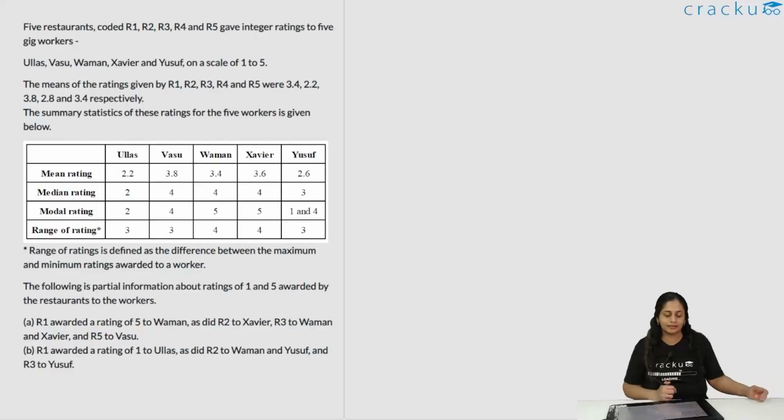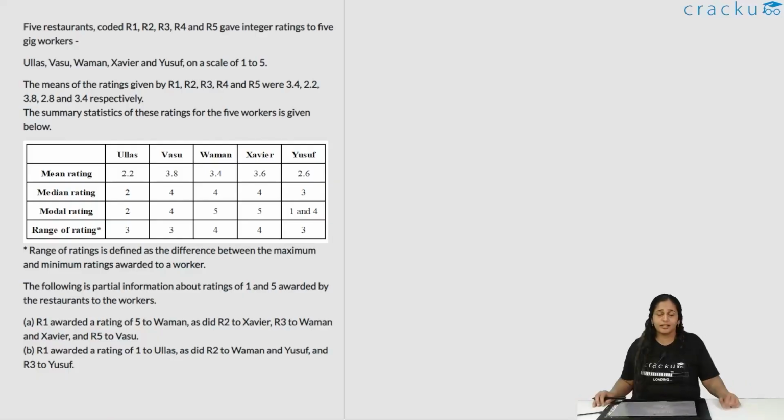Now let's take a look at the set. 5 restaurants coded R1, R2, R3, R4 and R5 give integer ratings to 5 gig workers, Ullas, Vasu, Vaman, Xavier, Yusuf, so U, V, W, X, Y, on a scale of 1 to 5. The means of ratings given by R1, R2, R3, R4 and R5 were 3.4, 2.2, 3.8, 2.8 and 3.4 respectively. The summary statistics of these ratings for the 5 workers is given below. So these are integer ratings and the average of these ratings, that is the mean of these ratings, is given.